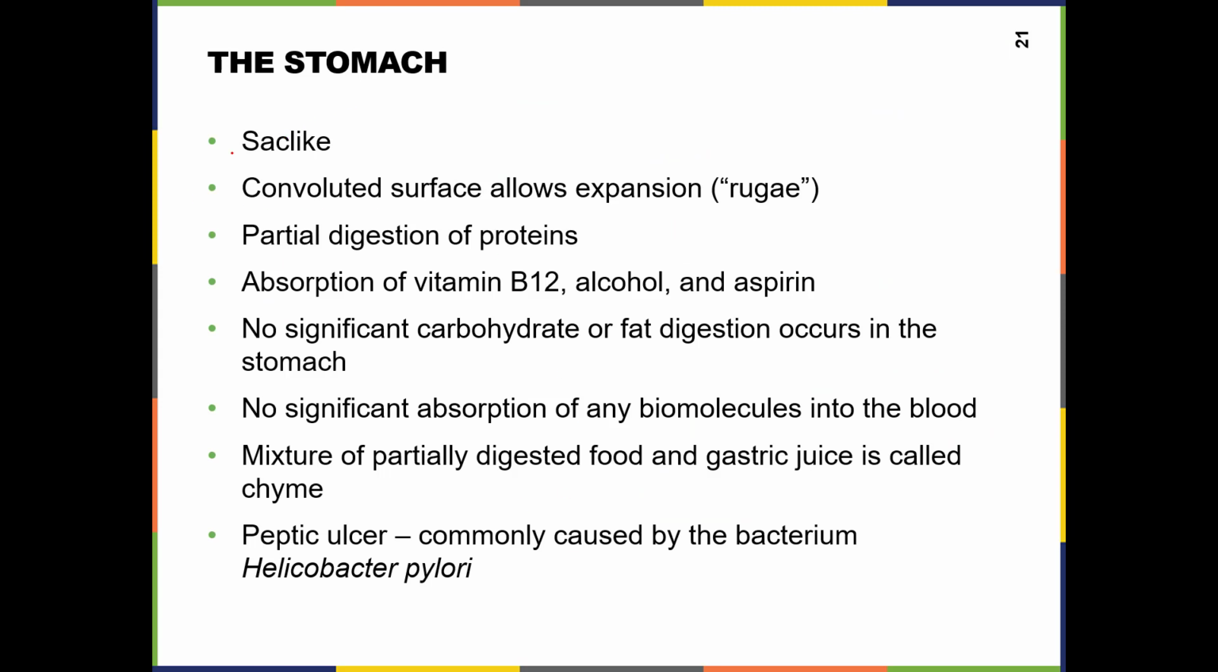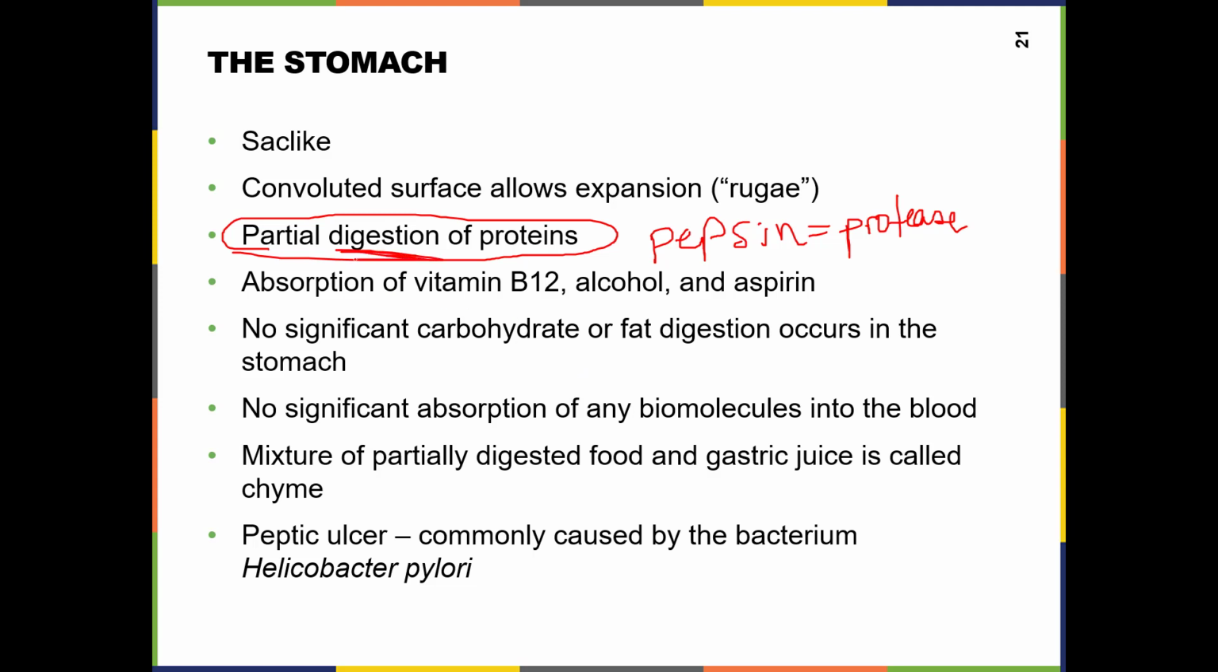Okay, so what happens in the stomach? You get some digestion of proteins, and that's because there are enzymes that were released called pepsin. And pepsin is a particular type of enzyme that's classified as a protease, an enzyme that breaks down proteins. So you get digestion, which is hydrolysis, but you don't get any absorption. And you don't get any real carbohydrate or fat digestion, just protein digestion, and no real absorption of anything.